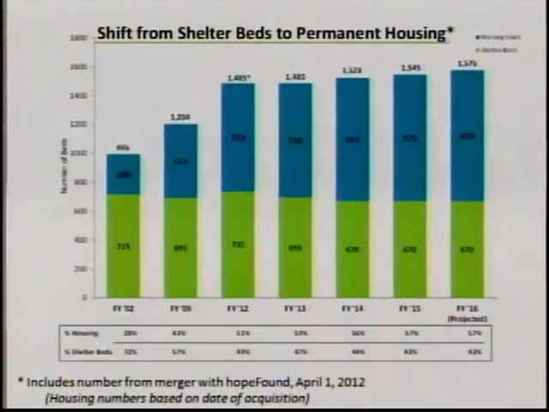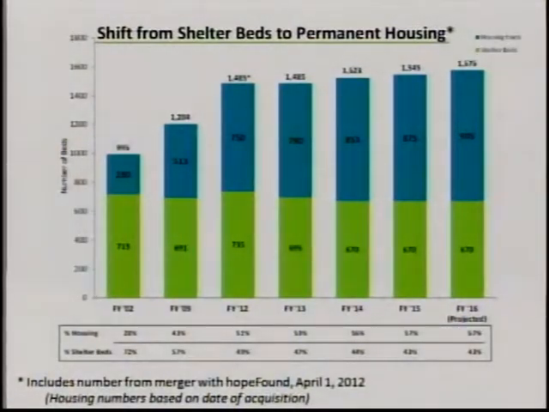Moving down the chart by fiscal year 2009, we're getting fairly even. We have 691 shelter beds and 513 units. So all was well. We want to have more housing units than we have shelter beds. All was going along swimmingly until we merged with Hope Found, which was the Shattuck Shelter, in 2012. And the Shattuck Shelter had 12 units of housing and 180 shelter beds. So then we had to recalibrate the chart. And so we stalled out for a little while there.